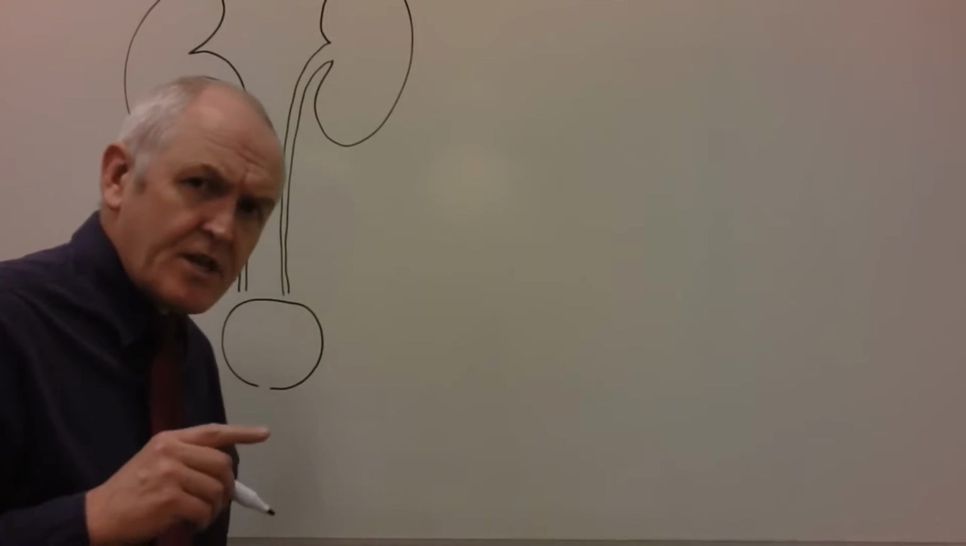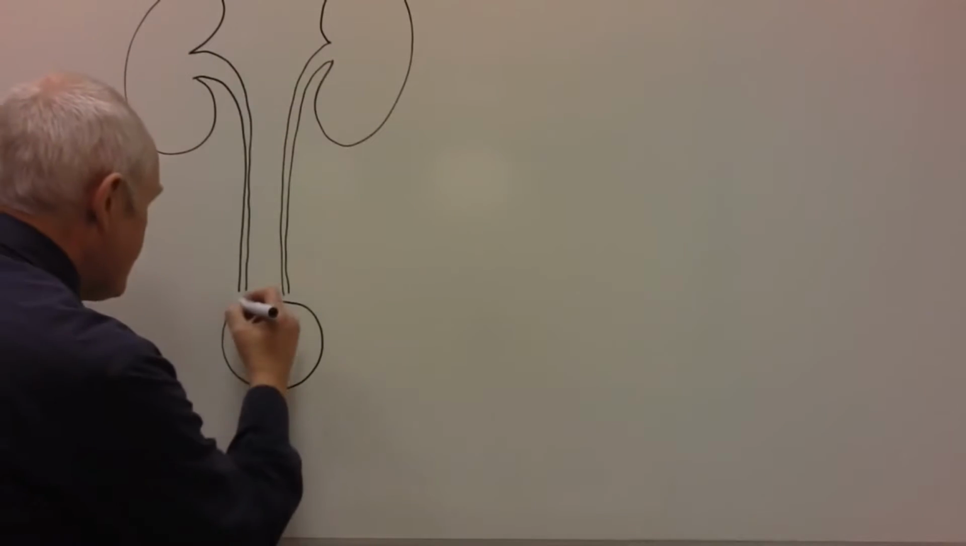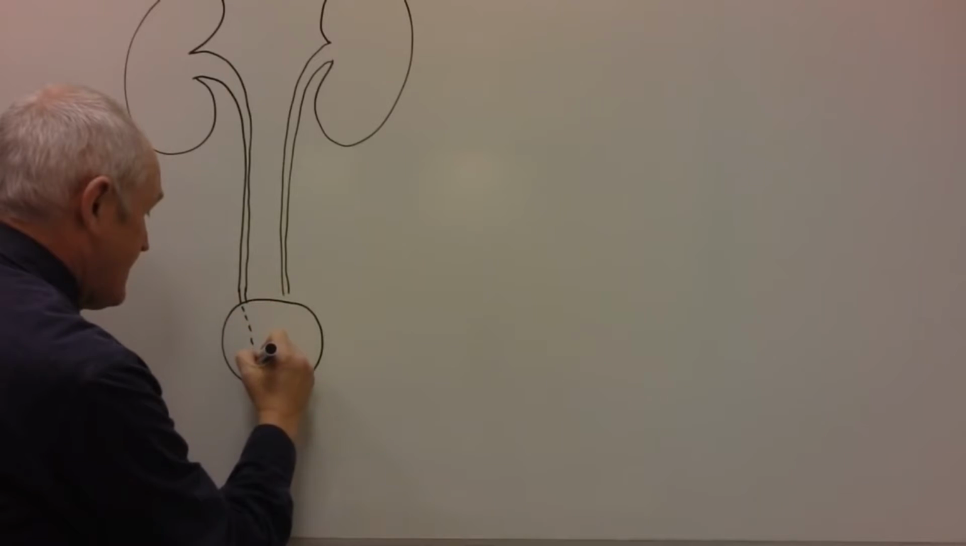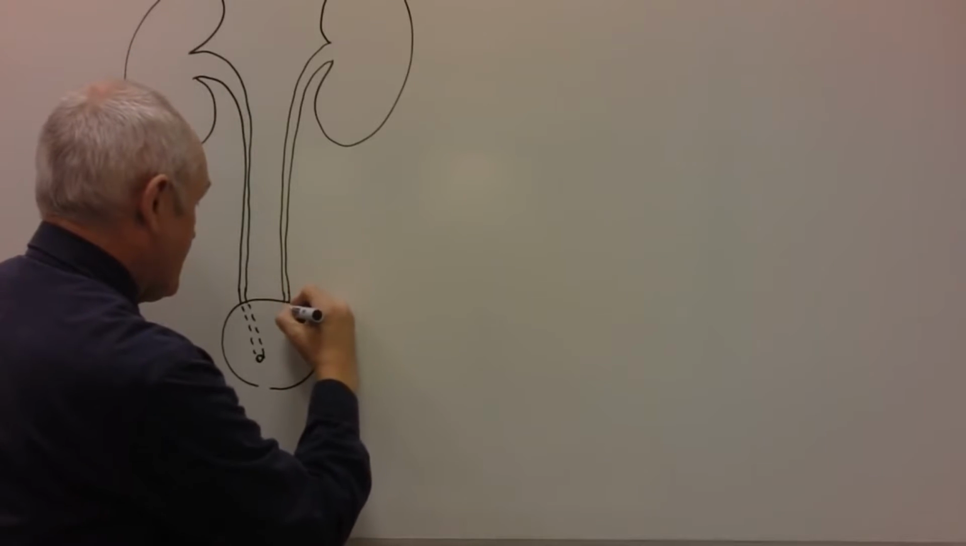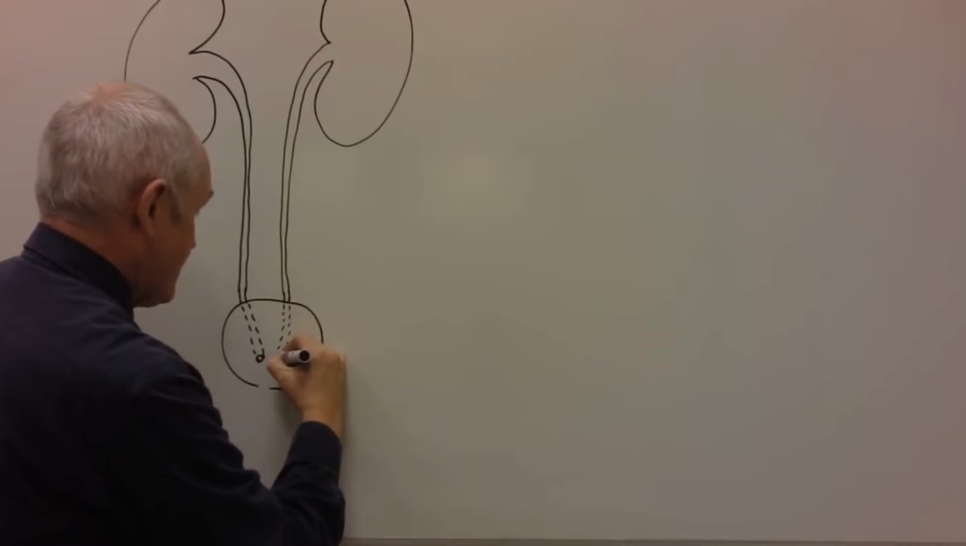Now the ureters go in behind the bladder. So the ureters actually pass behind the bladder here like this. And they actually go in near the base of the bladder. So the ureters are entering behind the bladder towards the base.